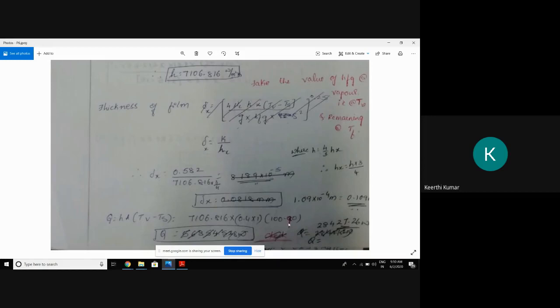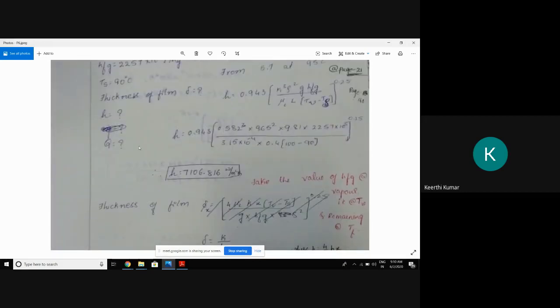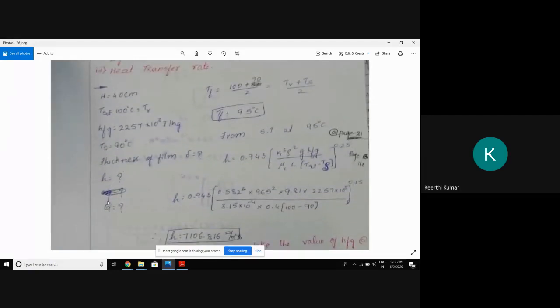H A, TV is 100, TS is 90 degree. If I simplify this, I'll get the value of Q. Capital Q is equal to H A (TV minus TS). You get the value of Q. That we did in the last problem. H also finished. Q is also finished. Next, I'll go for the next concept, that is the thickness of the film.